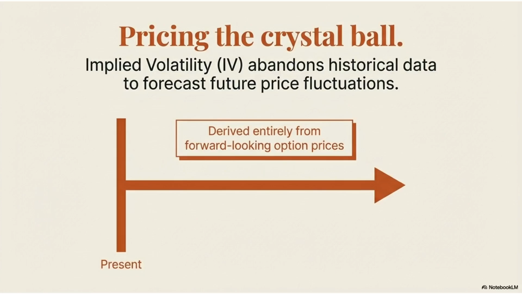But trading is about the future, not the past. This brings us to implied volatility. IV, or implied volatility, completely abandons historical pricing data. Instead, it acts as a crystal ball, forecasting future price fluctuations derived entirely from the forward-looking prices of options.